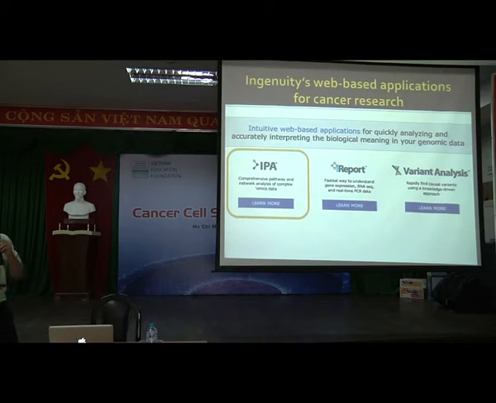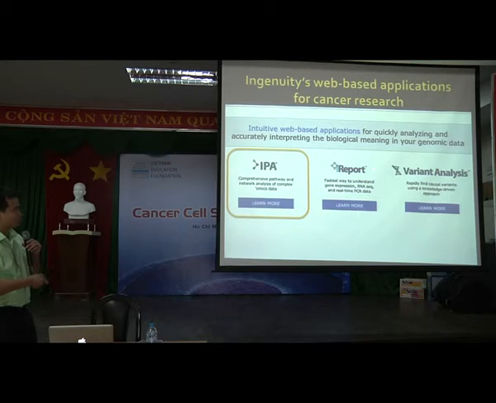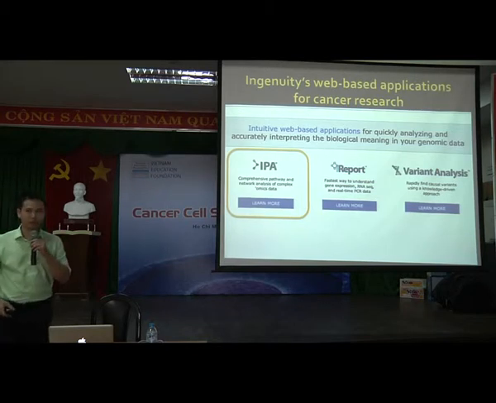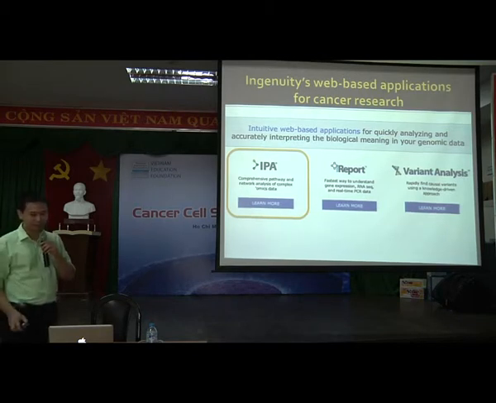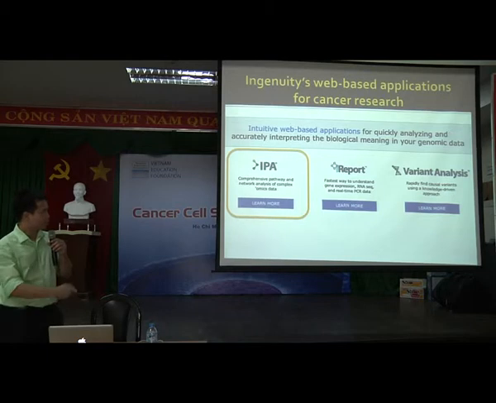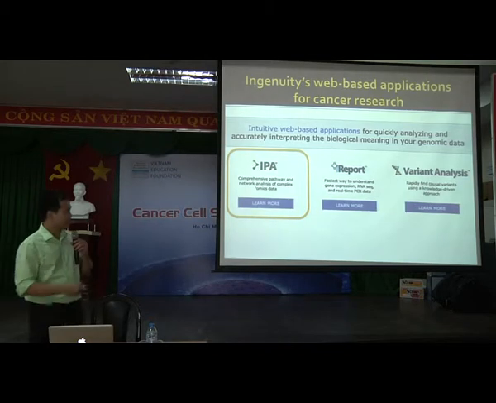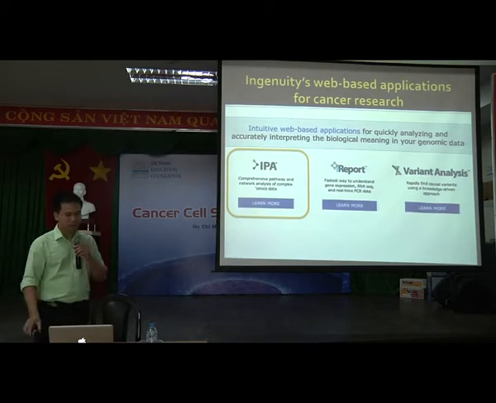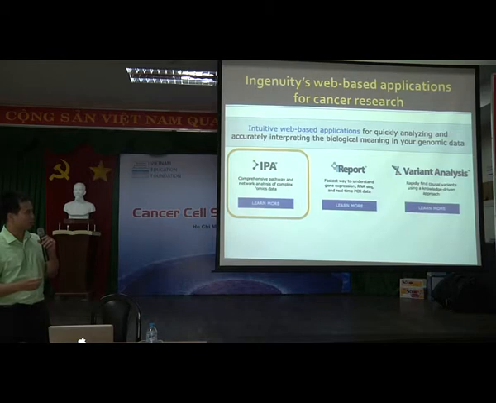If we don't know how to use IPA and have a lot of money, you can send the data to Ingenuity Systems, and they will create an iReport for you. So this is basically like you pay them money and they do the analysis for you. The iReport service will give you the same data as IPA, but it requires some training. Variant analysis is a new service and allows you to rapidly find causal variants using a knowledge-driven approach.